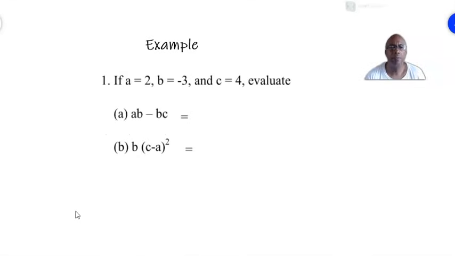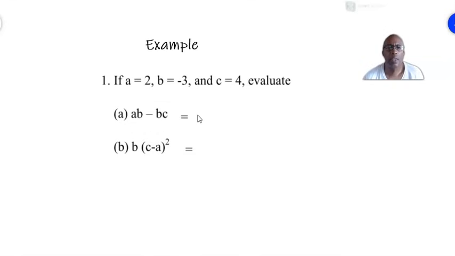So here we have two algebraic expressions. A is AB minus BC, and B is B times, in brackets, C minus A, all squared. And we are given the values of A, B, and C. A is 2, B is -3, and C equals 4. So we have to evaluate these expressions by substituting the values of A, B, and C. Evaluate means to find the value of each expression.